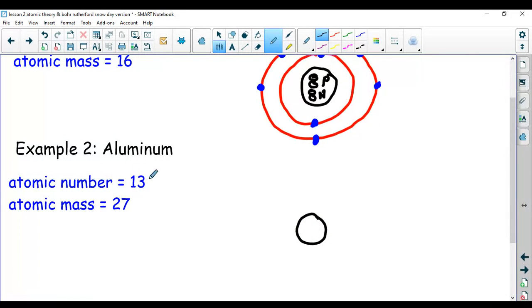I've got 13 as my atomic number. So I have 13 protons. And then 27 minus 13, I have 14 neutrons.